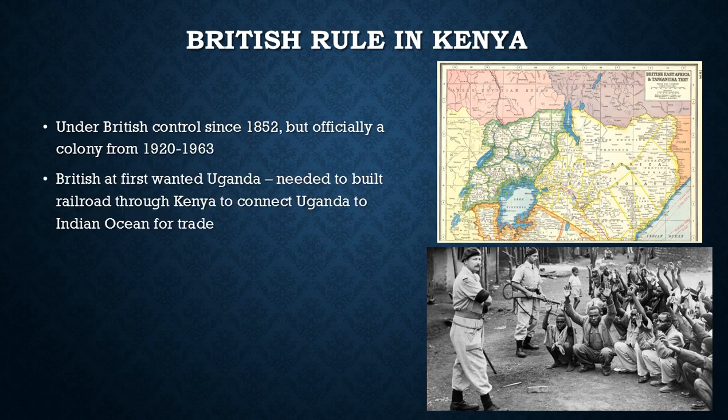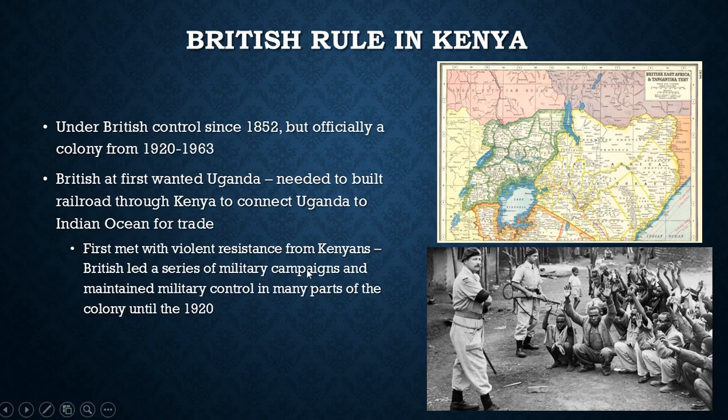throughout the 20th century, and that's why we're holding off talking about those independence movements. At first the British just wanted Uganda, and they needed to build a railroad through Kenya just to connect Uganda to the Indian Ocean for trade. This green one here is Uganda, this yellow one is Kenya, and they just wanted to connect this to this, so they needed to take over the territory in between to be able to do that.